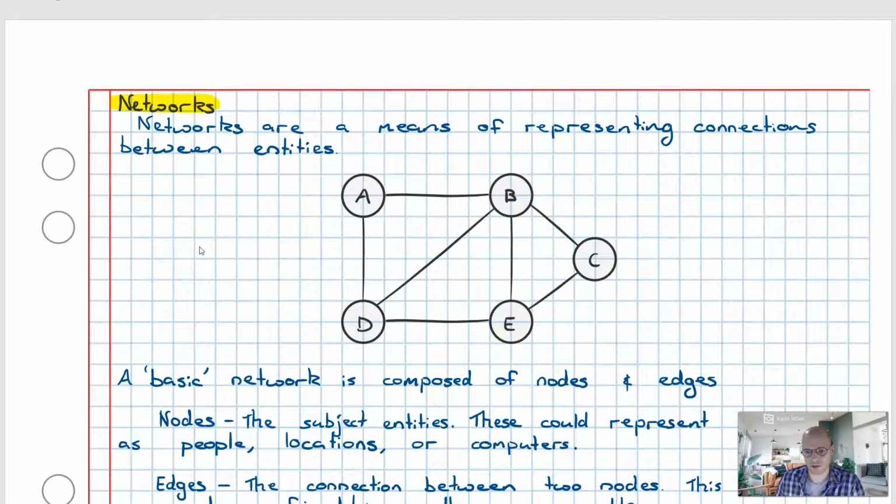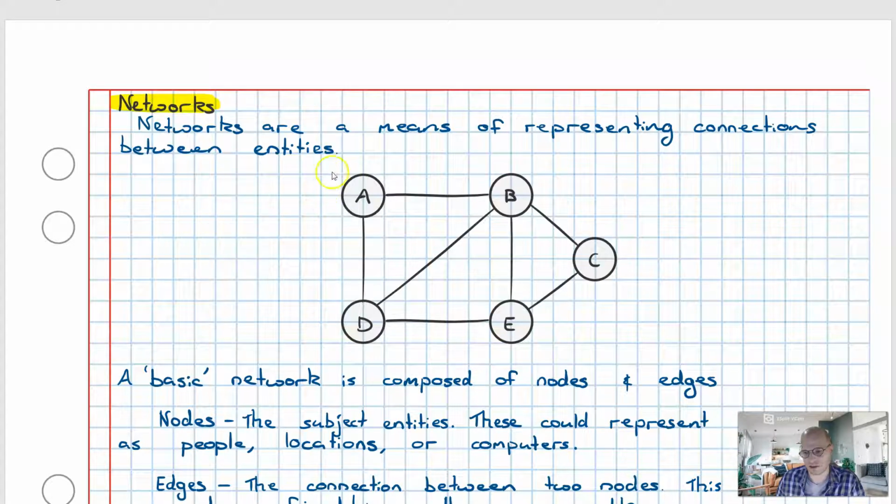Welcome to this video on the topic of networks. In this video, we'll be having a look at what is a network, and then we'll be going over some of the various pieces of terminology we have when we're describing networks. Now, in short, a network can be described as simply a means of representing connections or relationships between different entities.